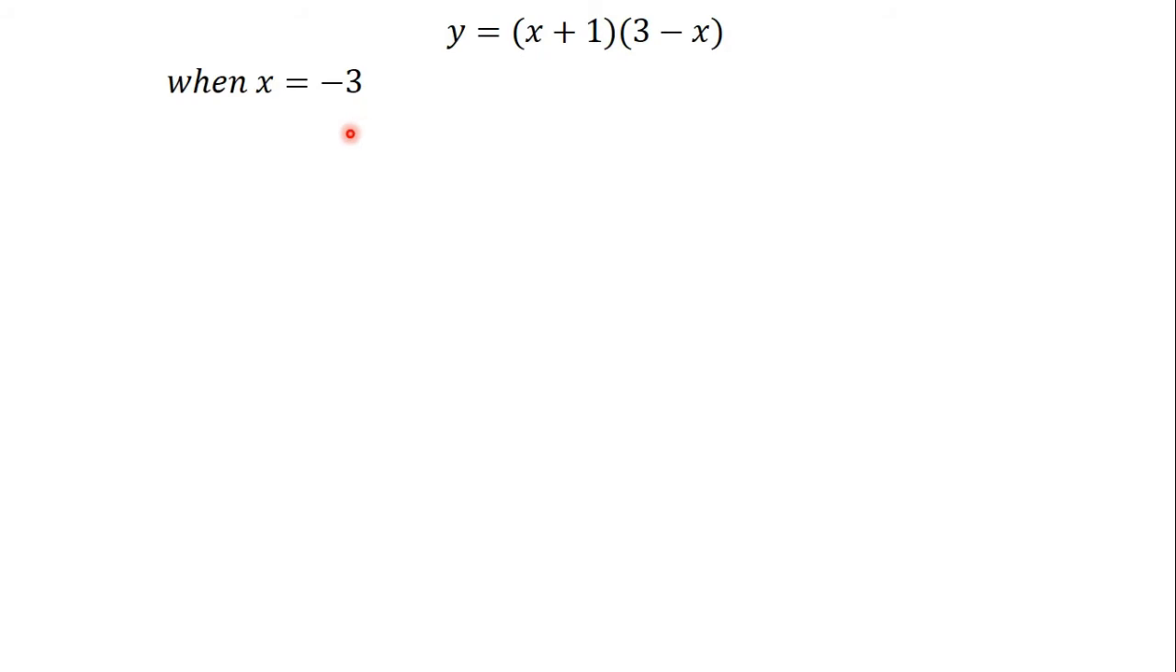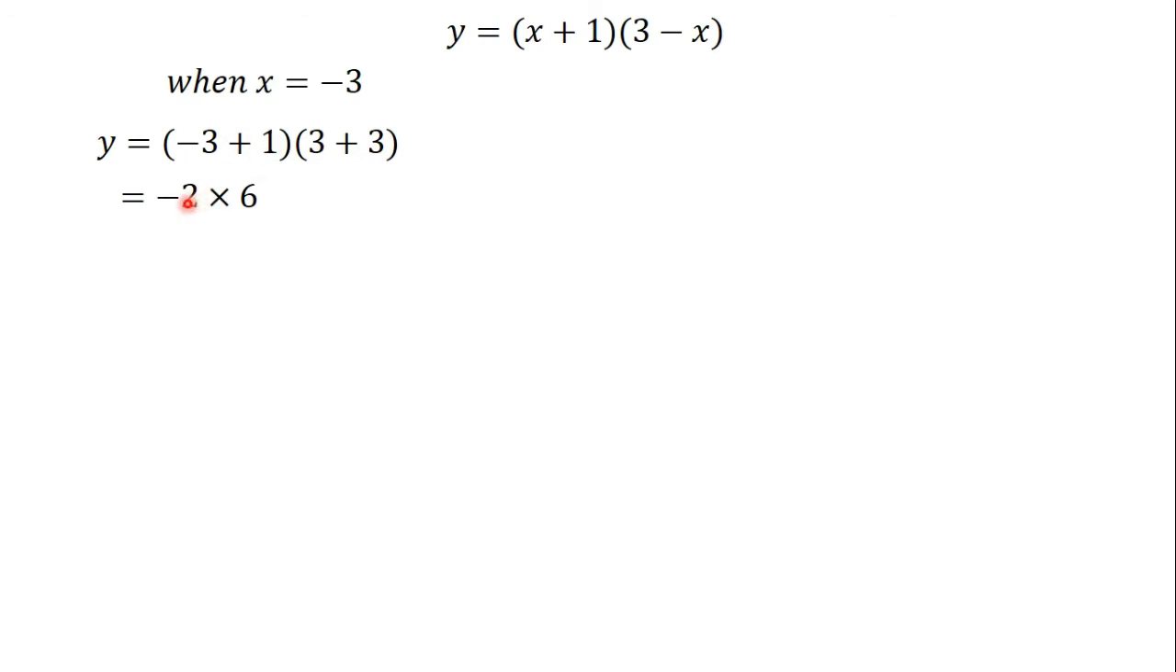The first x value in the table is -3. So we are going to find y when x is equal to -3. When x is equal to -3, y will be equal to, in the first bracket we have x + 1, so you have -3 + 1. Then in the second bracket we have 3 - x, so you have 3 - (-3), which will give us 3 + 3. So you have y = (-3 + 1)(3 + 3).